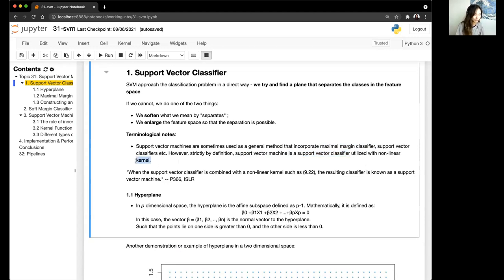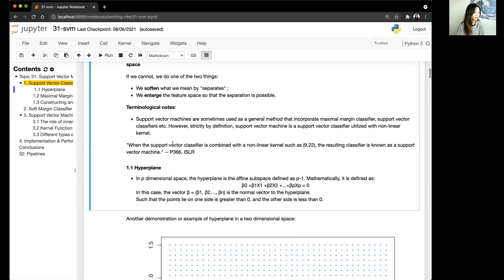Now, this kernel thing that we're going to talk about later is anything that deals with higher dimensions. We'll come back to this definition in a little bit. So as long as a support vector classifier is combined with a nonlinear kernel, the resulting classifier is known as a support vector machine. So you'll see that the term SVM gets thrown around a good bit for any of these sorts of models, but technically it does highly depend on what your exact kernel is, and we'll talk about what a kernel is again.